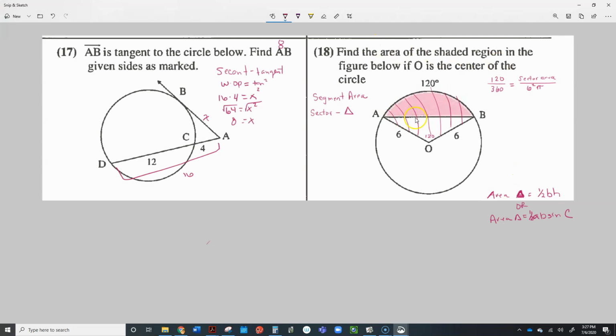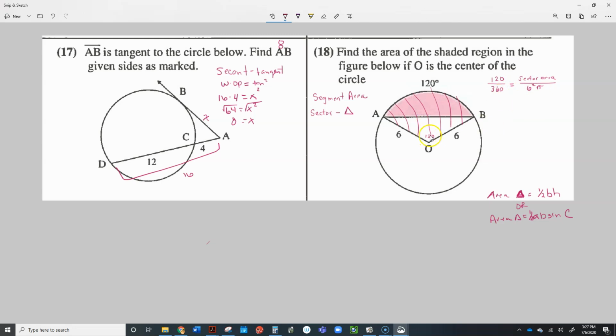Find the area of the shaded region. Well, this is what we call a segment in a circle. The segment is this shaded pink thing. We find that by finding the area of the sector, those that I have the pink lines in, that whole piece. We find the area of the sector, and then we subtract out the area of the triangle. So this is the formula for finding the area of a sector. I got that off the circle that we made. Has all the circle notes on it.